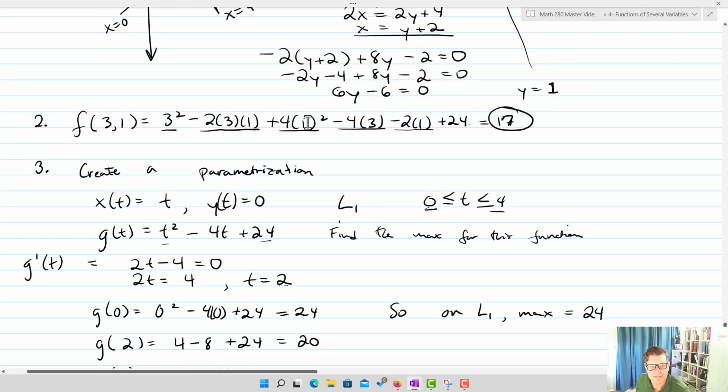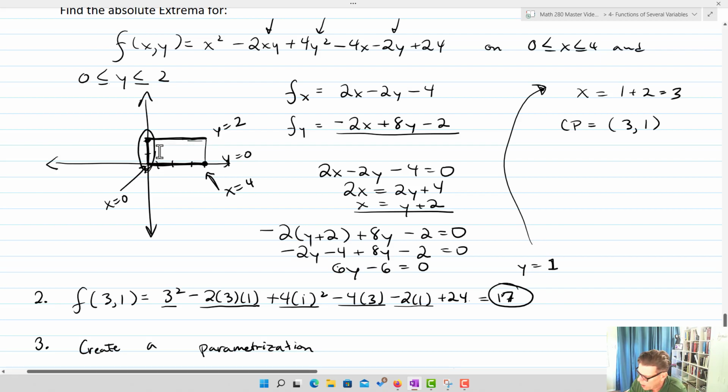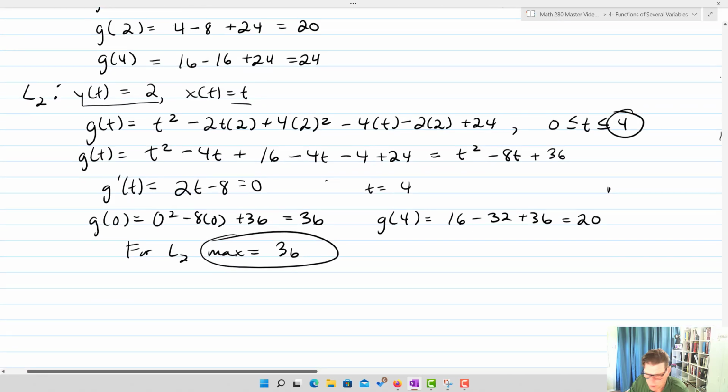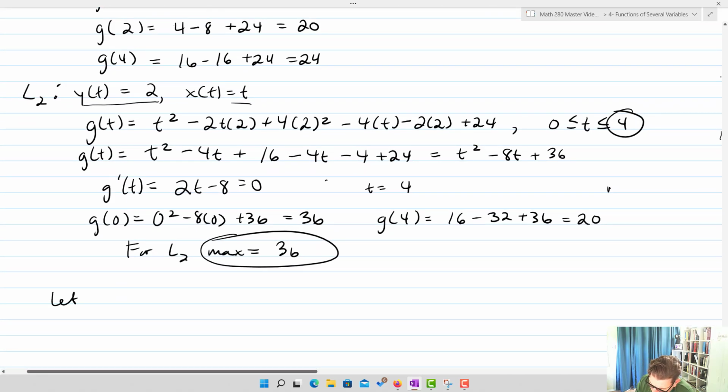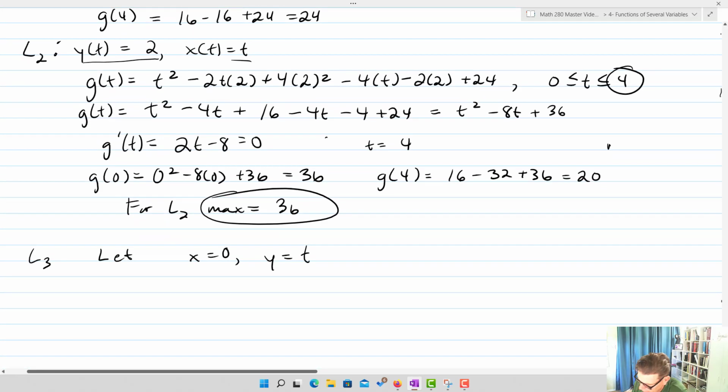Next up, we'll pick the next boundary value. Now we're going to let x equal 0, and we'll let y equal t, and we'll range from 0 to t. So we're going to do line 3. We're going to let x equal 0 and y equal t, plugging that back into our original equation to create the parametrization g of t.